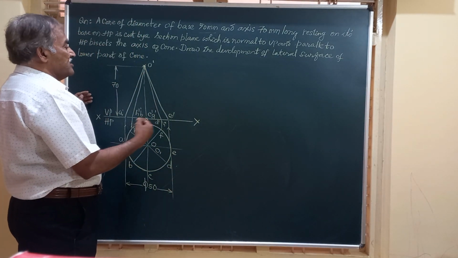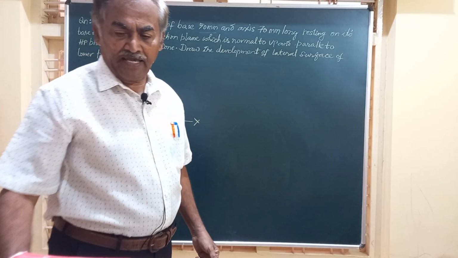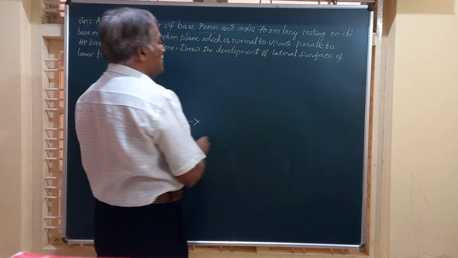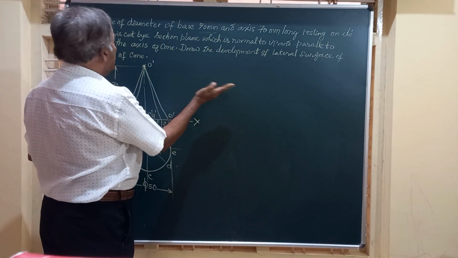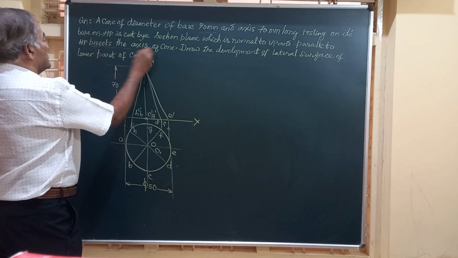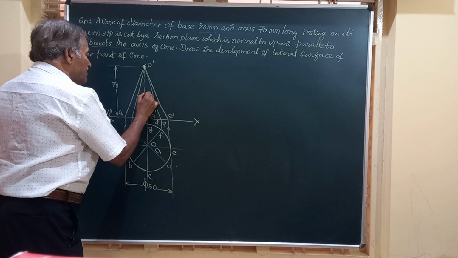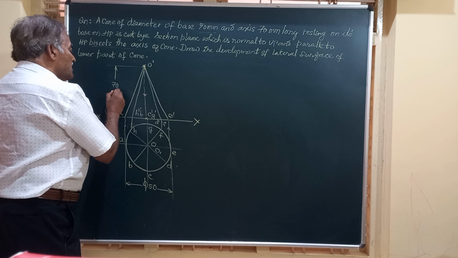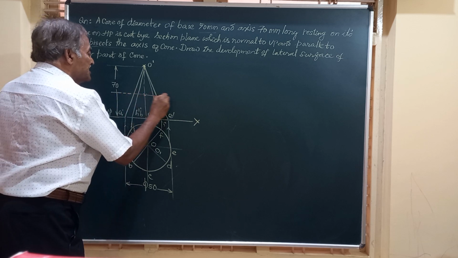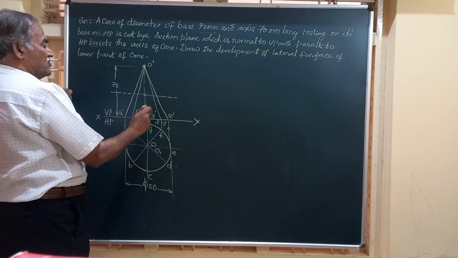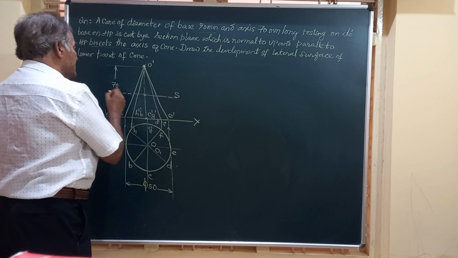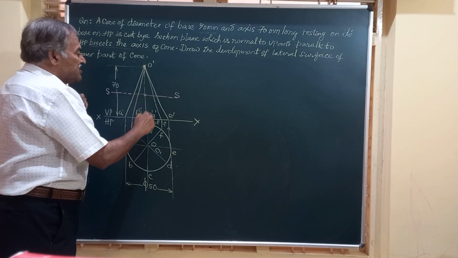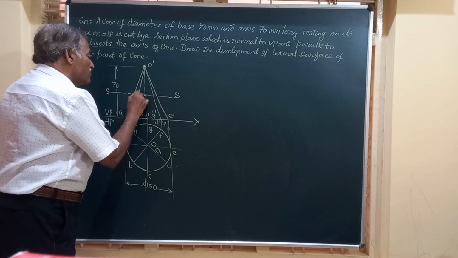Friends, here the cone is being cut by a horizontal section plane, that is a section plane which is normal to VP and parallel to HP, and bisects the axis. So the axis is of 70 mm height. I will mark the midpoint of the axis at a height of 35 mm from the base and draw a line, the section plane, parallel to this base. So I will call it S and S. S is the section plane and this section plane is cutting all the 8 generators of the cone here.